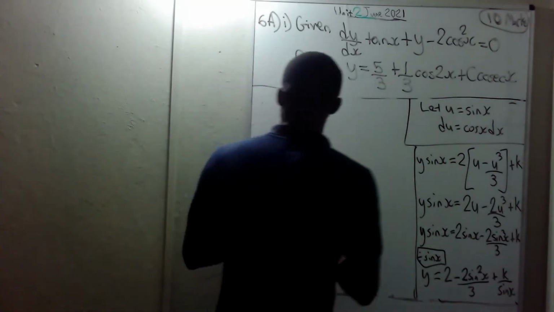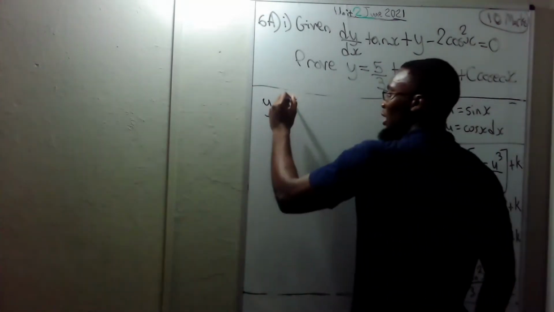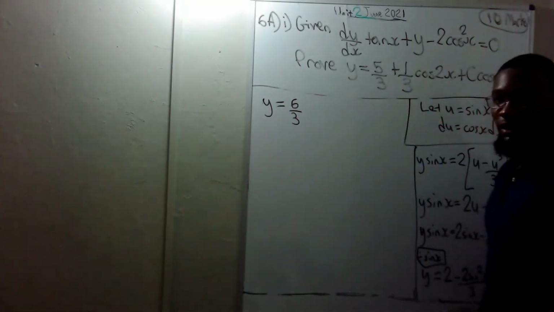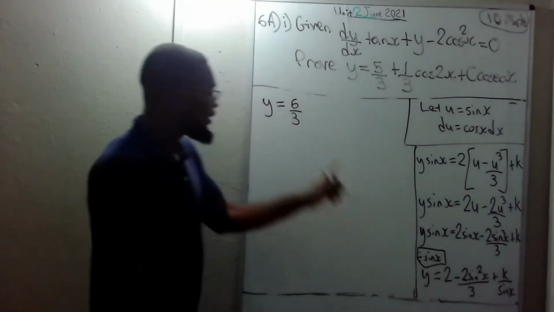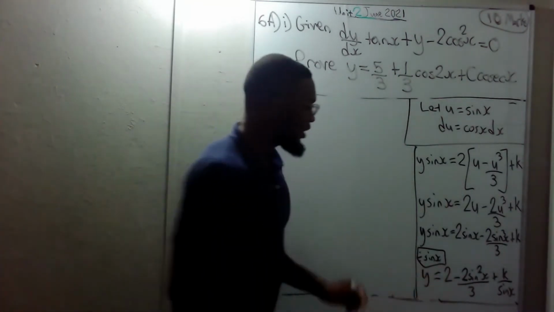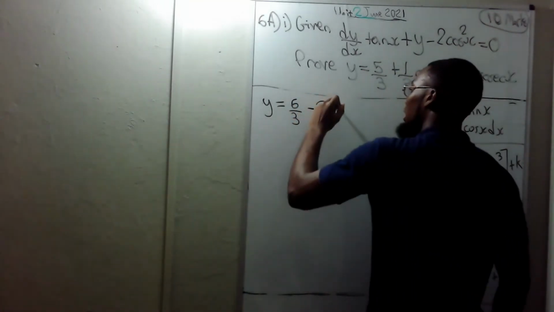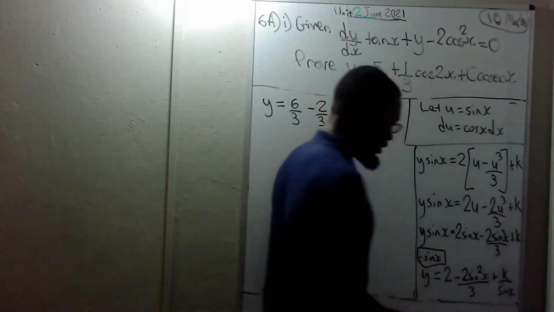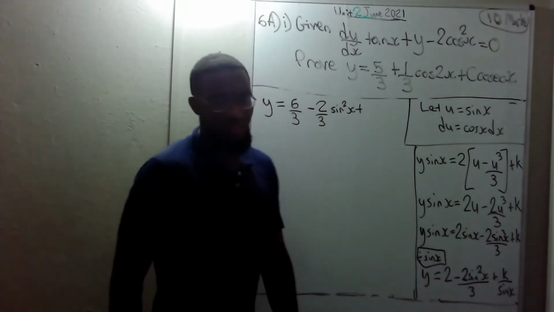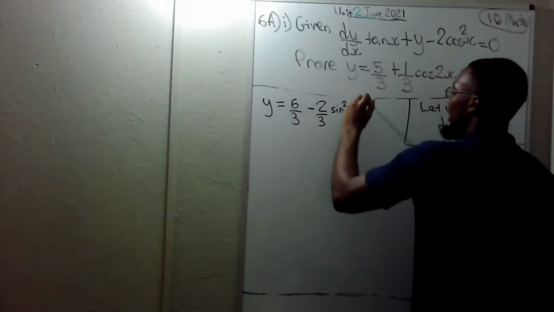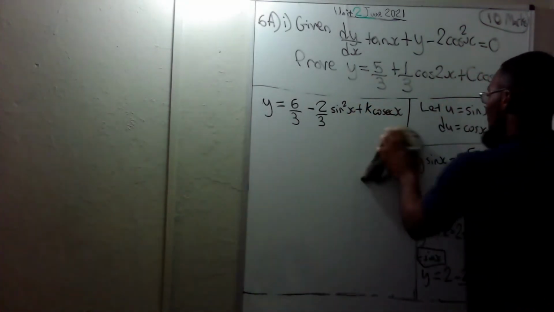So now we have y is equal to, you see this 2 here, I'm going to rewrite 2 as 6 over 3. You probably wonder why, because remember, this is what we're trying to prove. So rewrite 2 as 6 over 3. Then this becomes minus 2 over 3 sine square x plus, you see the constant over sine x? Remember, 1 over sine x is cosec. So that becomes plus k cosec x. Alright? So I'm just going to take off this.